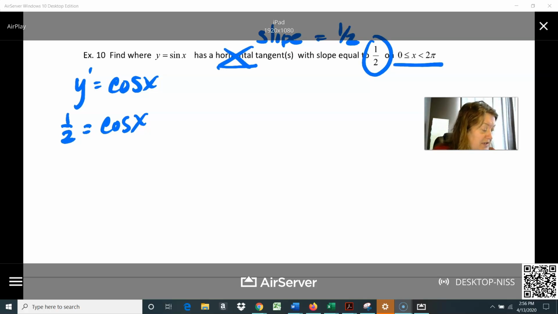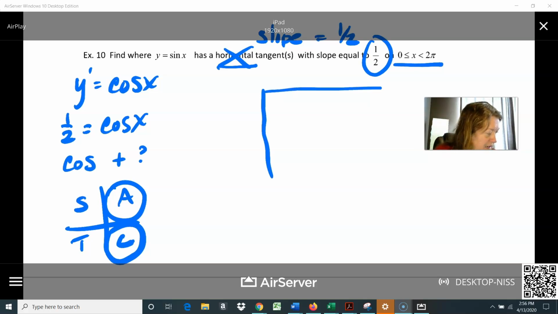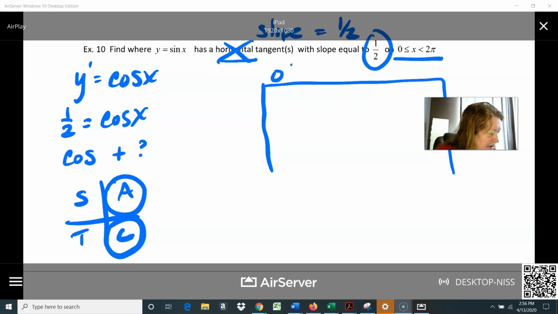So my first question is, when is cosine going to be positive? So all students take calculus. Do we agree it's only going to happen in quadrant 1 and quadrant 4? All right, next thing I need to do is I need to go look at my chart or recreate my chart about what are all the angles. So I have 0, I have pi over 6, I have pi over 4, I have pi over 3, I have pi over 2.